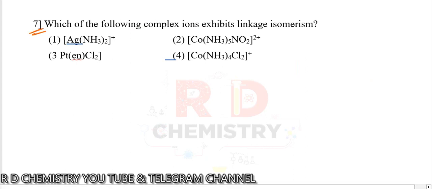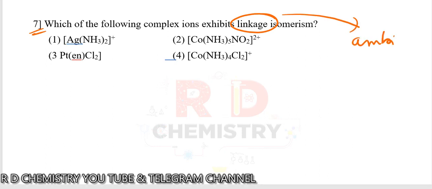Question number 7. Which of the following complex ions exhibit linkage isomerism? Remember, there must be at least one ambidentate ligand. Fine, ambidentate ligand. Amine is not ambidentate. Ethylene diamine, chlorido, not ambidentate. Nitrito is an ambidentate ligand. Right? So therefore, answer is option number 2.